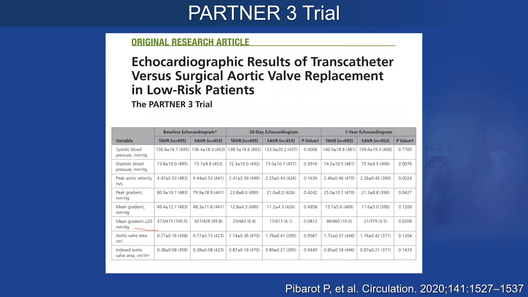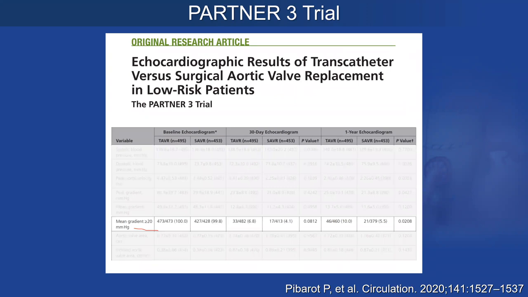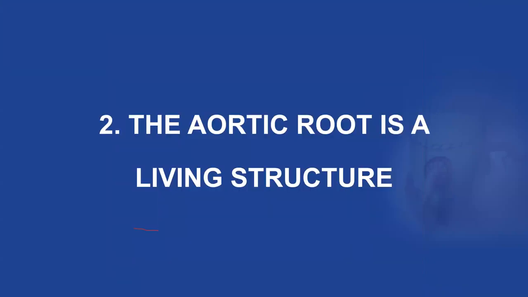In fact, when they looked at the 2-year outcomes from the PARTNER 3 trial, I only want you to focus on that one line, the incidence of mean gradient over 20 in both groups, and it was already at 10% 2 years only after the TAVR in patients age 74 versus 5% in the surgical group. So again, a big word of caution about the hemodynamic performance of transcatheter valves, at least the balloon inflatable ones, from a hemodynamic standpoint. Secondly, the aortic root is a living structure, and that goes back to the biology point.